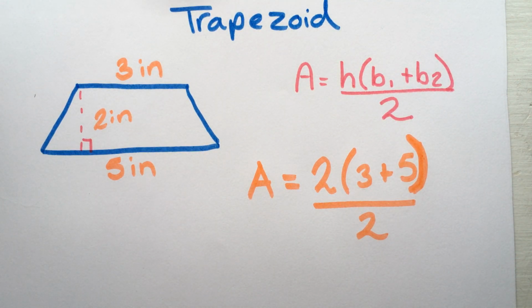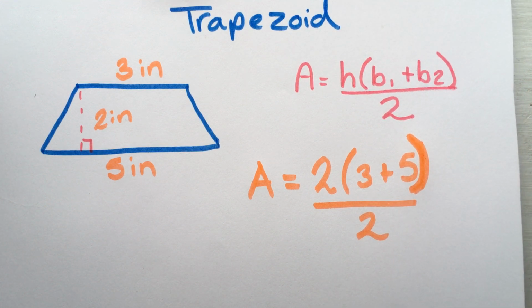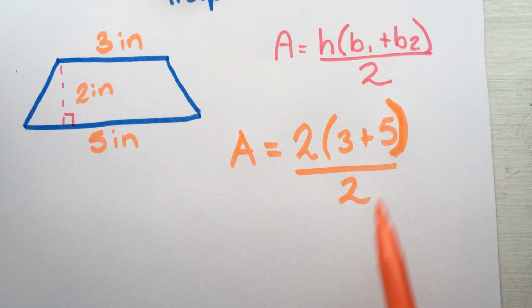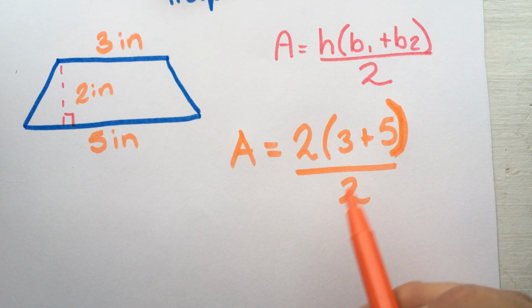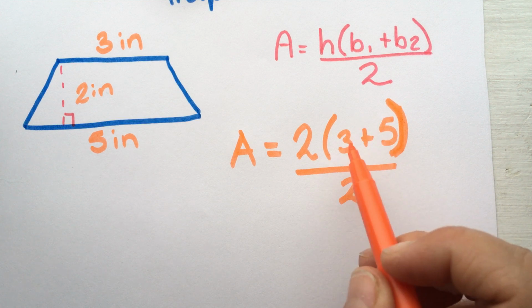Again, you might see some different formulas out there that say it's 1/2 of the height times base 1 plus base 2. But anything that we divide by 2 is the same as multiplying by 1/2. So I'm going to use this one because it's a little easier for us to understand. When I get this far, you might notice this looks like PEMDAS, right? So I need to do my grouping symbols first.